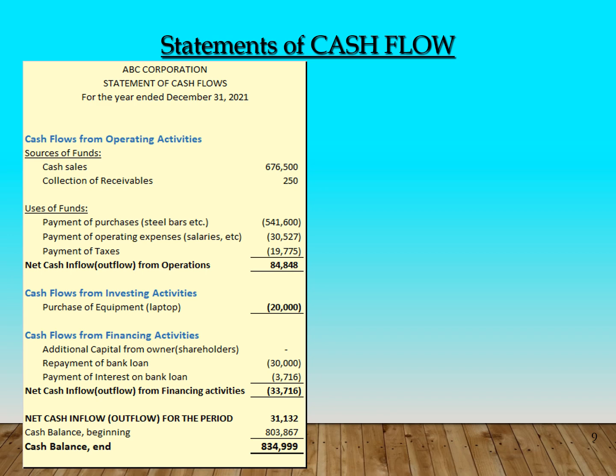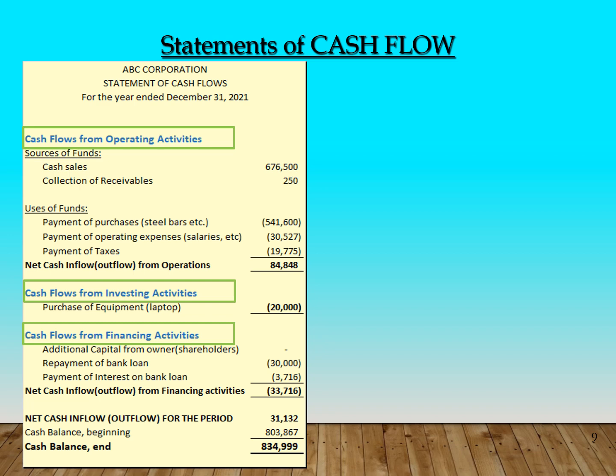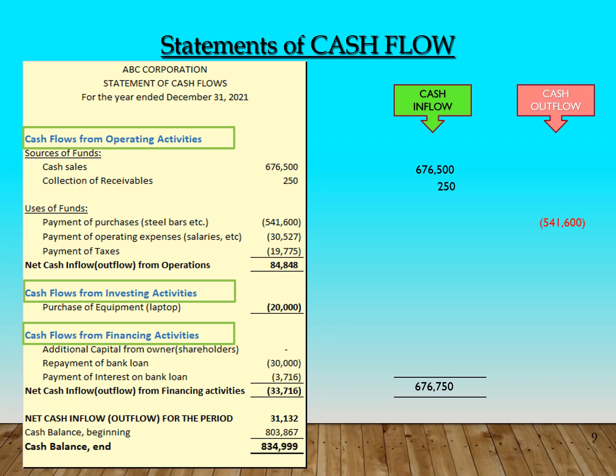To give you a clear picture, let us categorize the amount reflected in the statements of cash flow. For the cash inflow, we have cash sales of 676,500, collection of receivables of 250, with a total amount of 676,750. For the cash outflow, we have 541,600 from the payment of purchases. We also have 30,527 from payment of operating expenses and payment of taxes of 19,775.